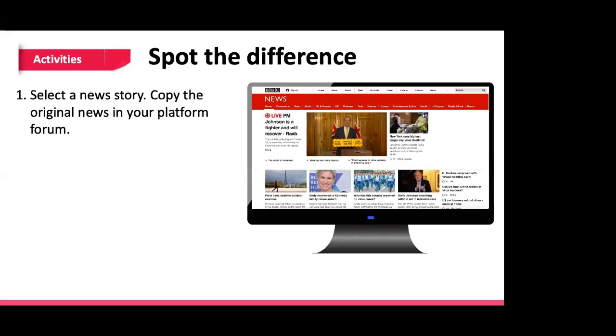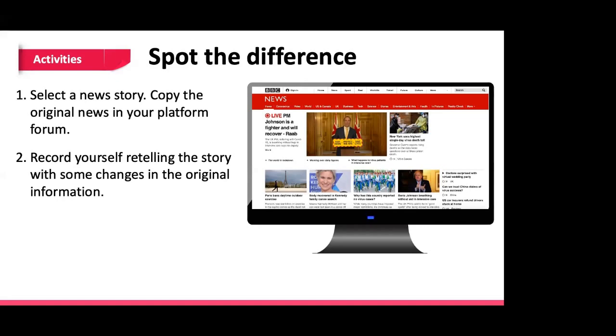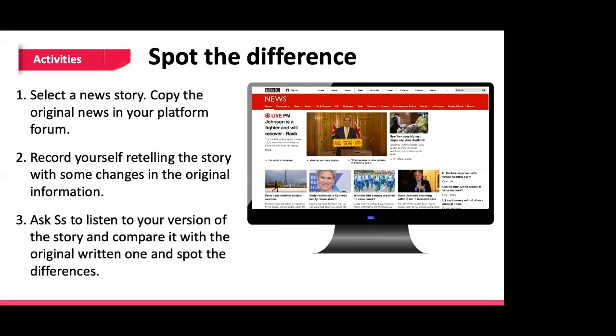The story can be a story from a website like the BBC website again. You're going to record yourself, and this is important because they need to listen to us speaking in English and retelling the story. But at this time, you're going to retell the story with some changes, okay, compared to the original one. What will the students do?